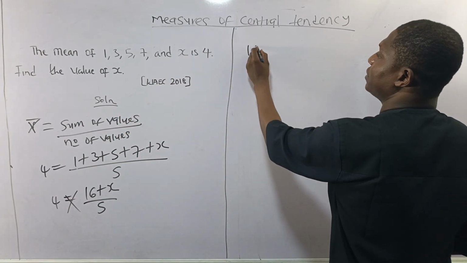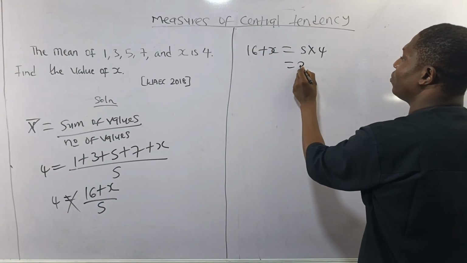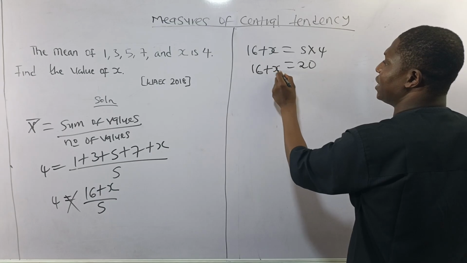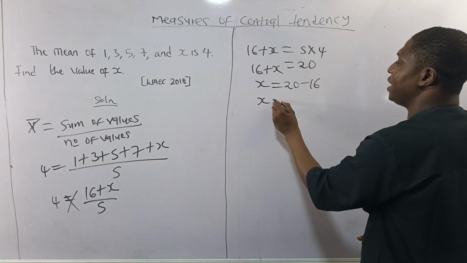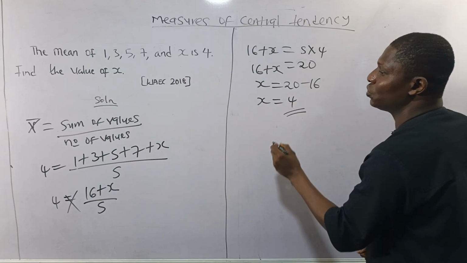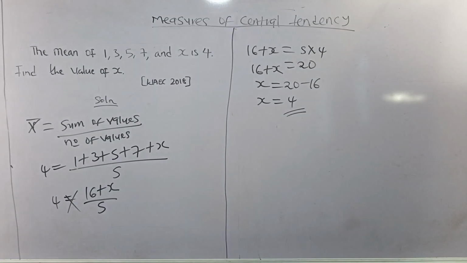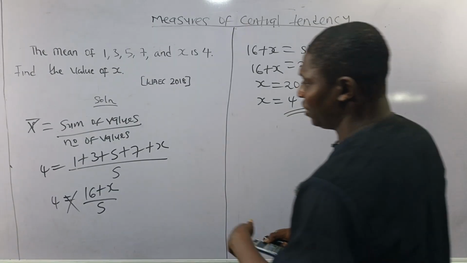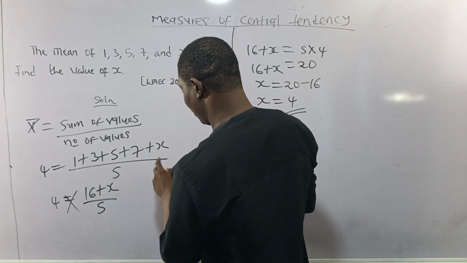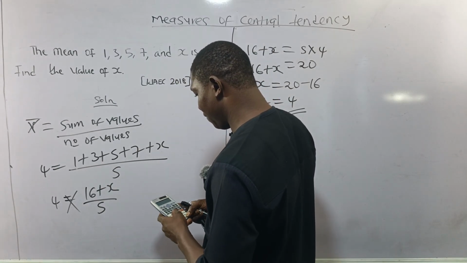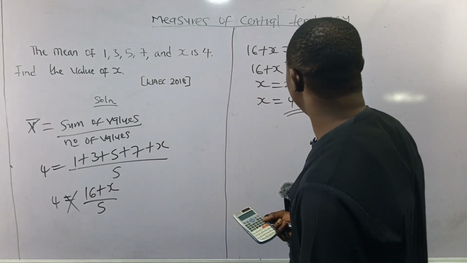I'll have 16 plus x equals 5 times 4, which is 20. So x, collecting like terms, I'll have x equals 20 minus 16, and x will be equal to 4. So the value of x here is simply 4. But let's check. If we put our x as 4 here, we'll have 16 plus 4, which is 20, and 20 divided by 5 will give us our mean, which is 4. So this is the answer.